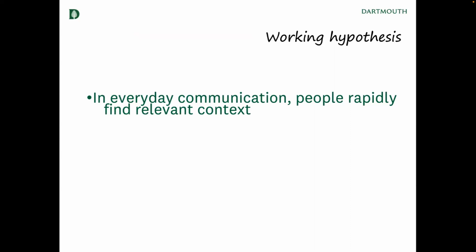More generally, however, we lack a scientific understanding of how humans actually do this. And part of the reason is that research has focused a lot on the product, more so than on the process of communication. For instance, more focus has been given to the properties of our languages than how people can rapidly find relevant context in everyday social interaction.